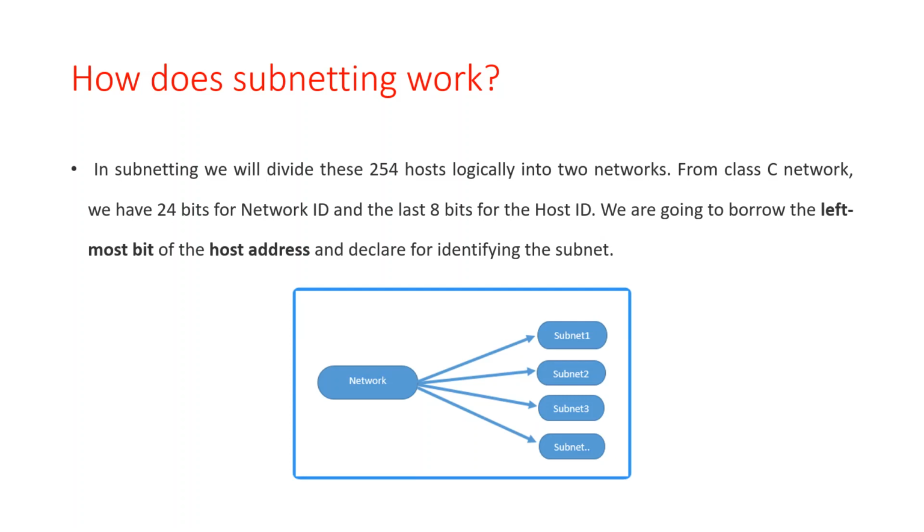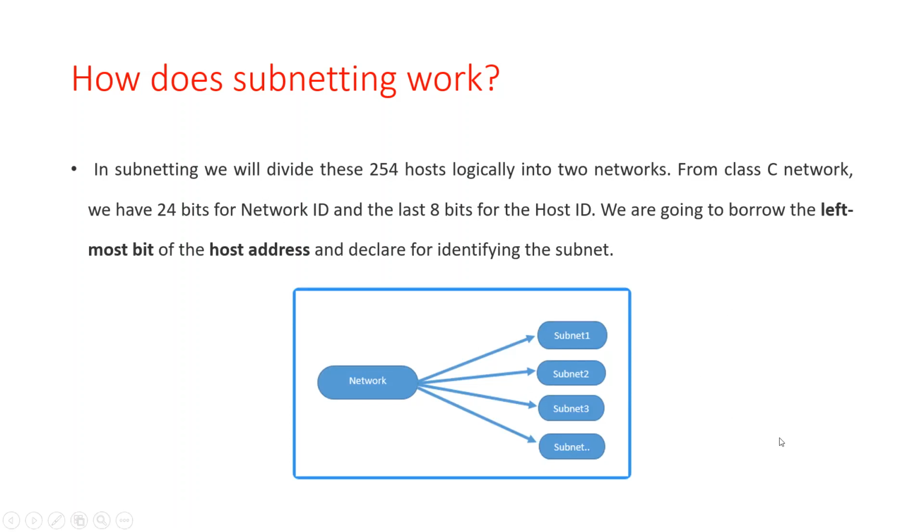So we are going to borrow the leftmost bit of the host address and declare it for identifying the subnet. So in subnetting, we will divide these 254 hosts logically into two networks.